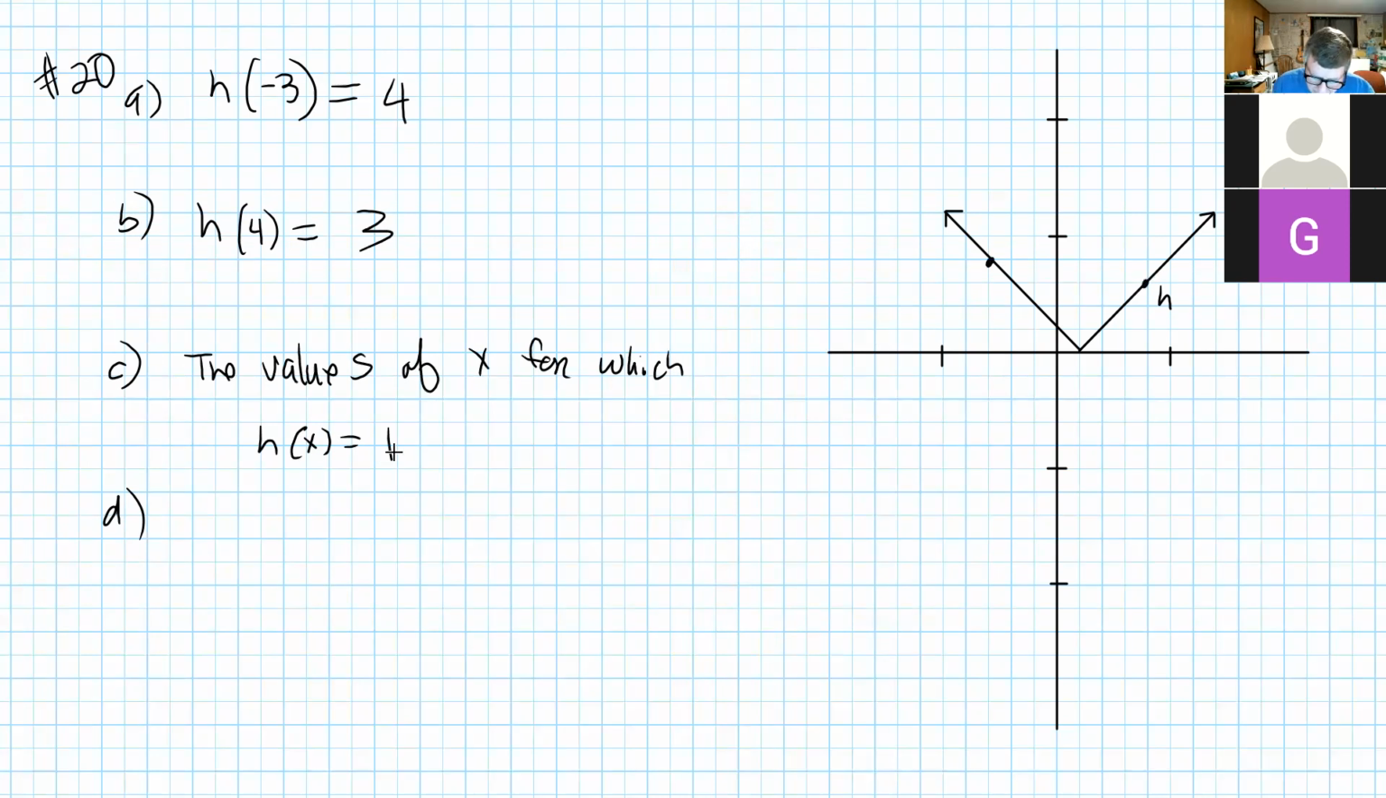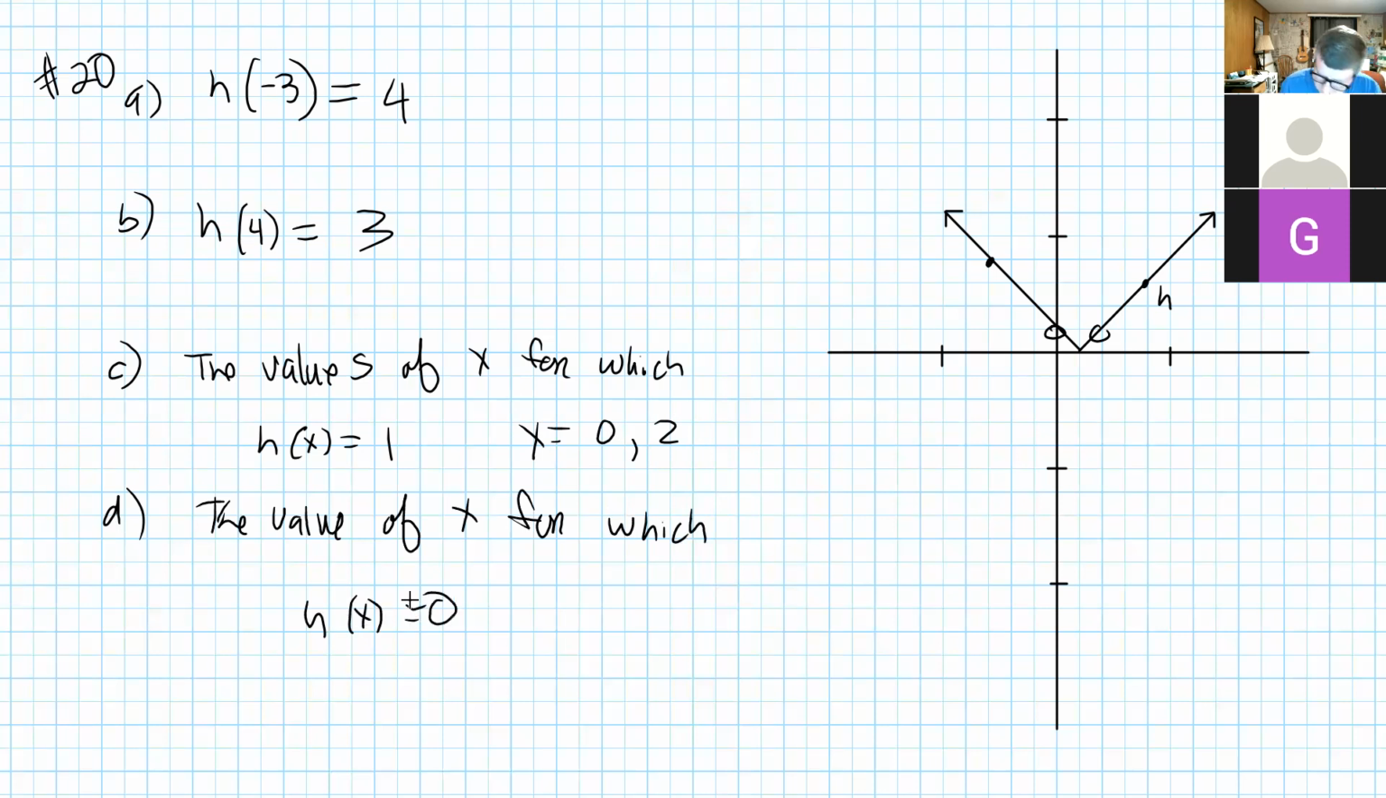Okay. The values of x for which H of x equals 1. My graph isn't perfect there, so you're going to have to fudge just a little bit. I can see that it didn't quite line up. It would be 2, right? And 0. Yep, right there and there. So x equals 0 and 2. Okay, the value of x for which H of x equals 0. It would be 1. Mm-hmm. Good. Good to go on? Yes. Okay.